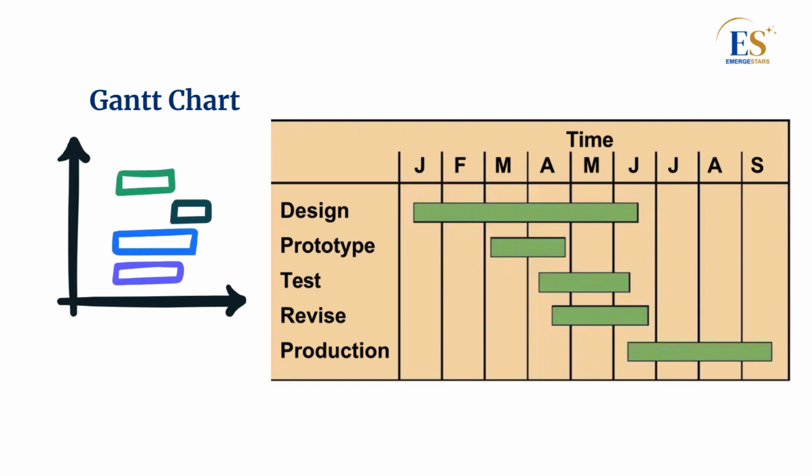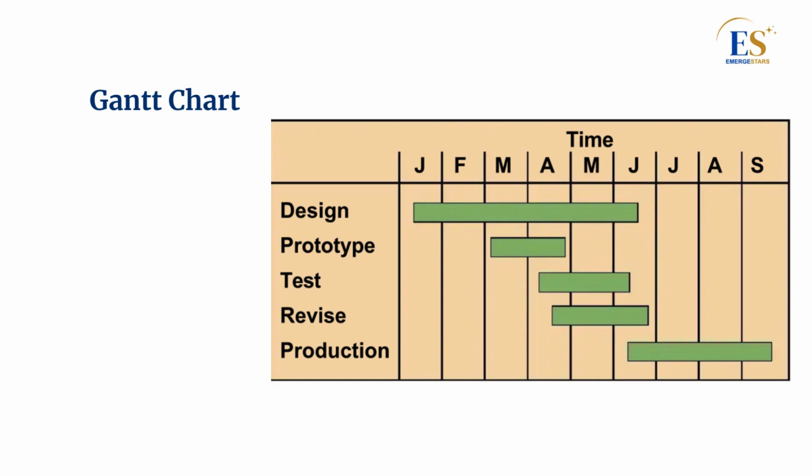Let's start with the Gantt chart, one of the simplest and most widely used project management tools. A Gantt chart is a visual timeline that shows tasks, their order, and how long each will take. It helps project teams plan activities and track progress over time. For example, when designing a new product, we might first design, then prototype, test, revise, and finally move into production.